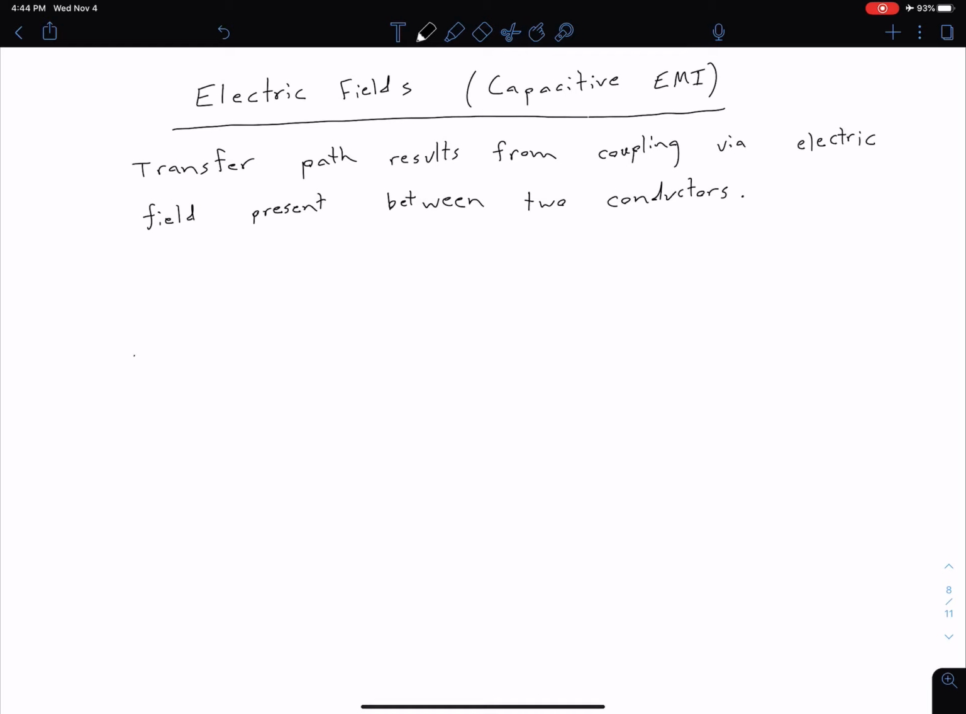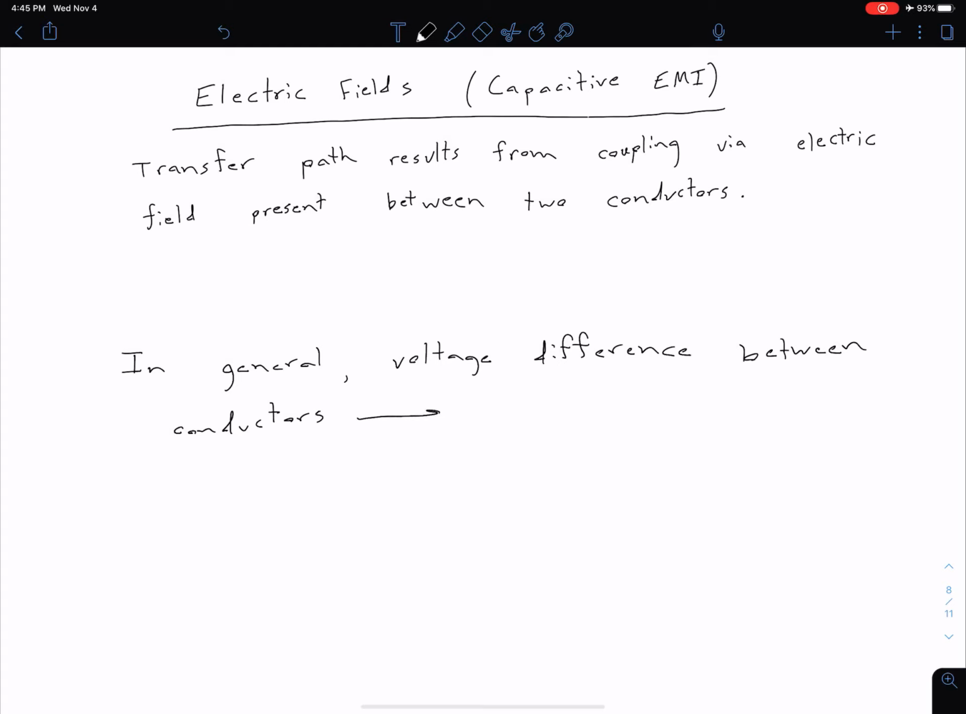So we can think about, in general, if we have a voltage difference between two conductors, we're going to get an electric field. These can be any two conductors, in the same circuit or in different circuits. But what we're going to get with a voltage difference is an electric field. And when we have an electric field, it's going to produce some net charge Q proportional to the voltage difference.